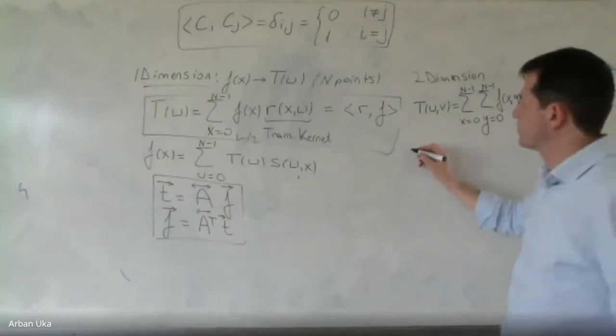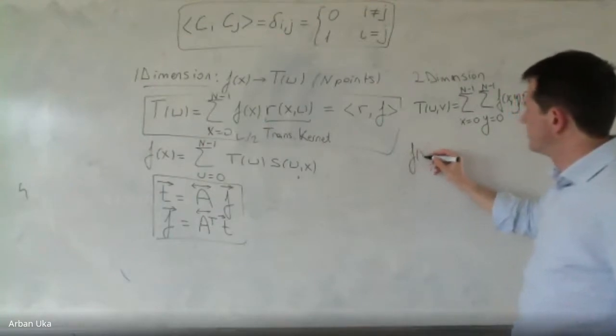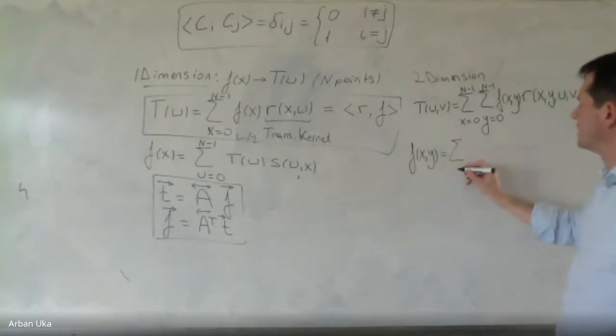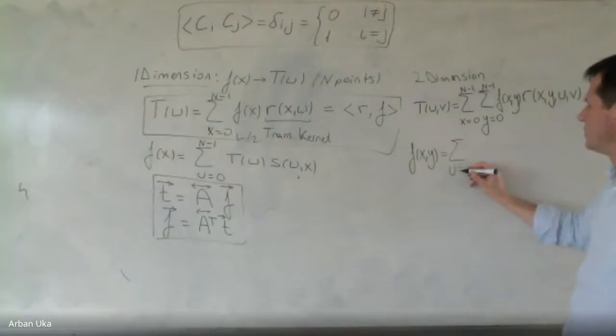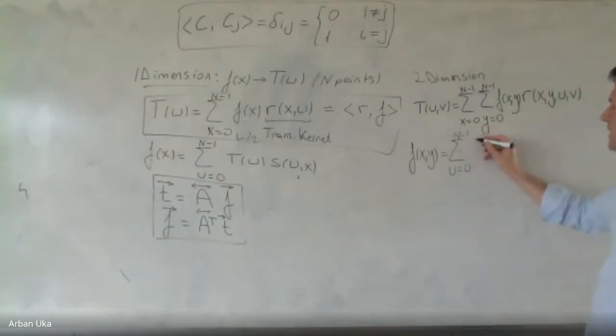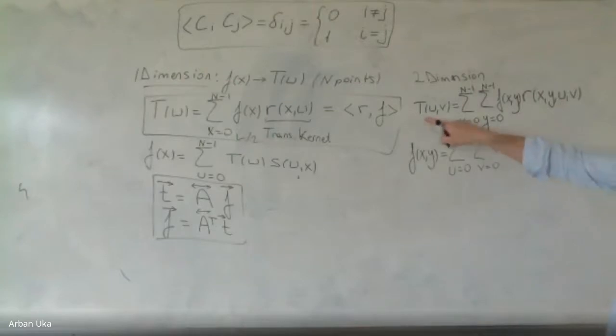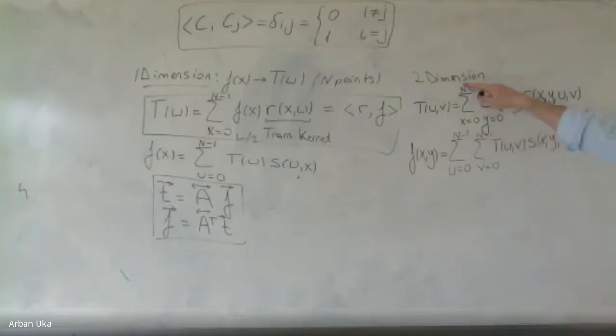Now the inverse transform, this might be predicted from most of us. This will be f of xy equal to the summation of u from 0 to n minus 1, the summation of v from 0 to n minus 1, similarly, of T of uv multiplied with another operator, which we can denote as s of x, y, u, and v. Okay? Now, this is the two-dimensional representation of how one transform can be conducted.